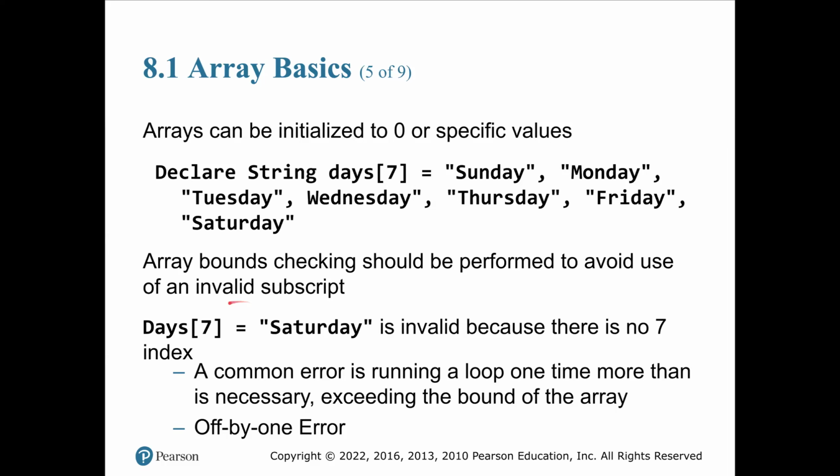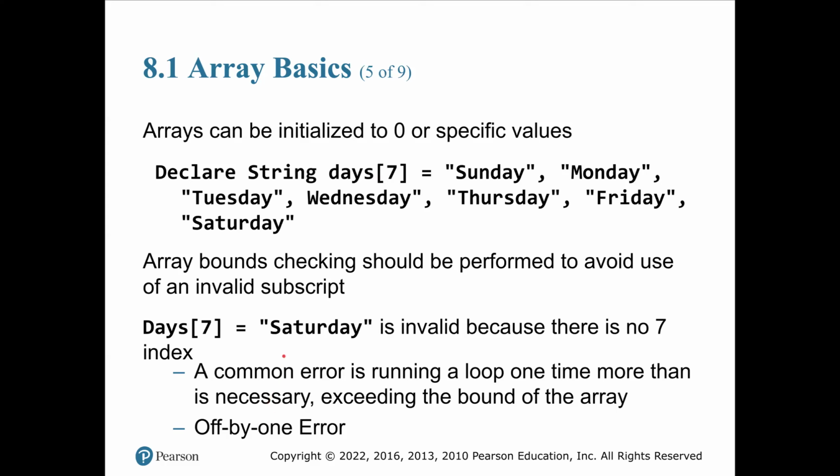being done there. Also, keep in mind that if you initialize an array of 7 here, this is a string array called days of length 7, which means it has 7 elements in it. Those elements are numbered 0 through 6. So if you use days[7] right here, then you're going to get an error, and it's called an off by 1 error.